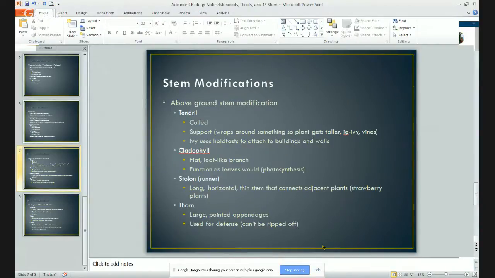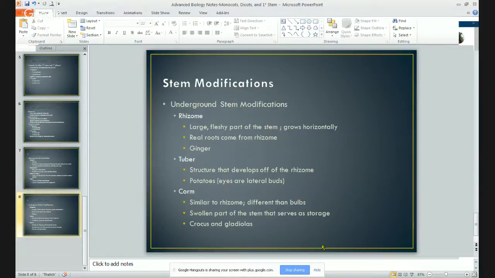Okay, moving on. We've got underground stem modifications next. The first one is what's called a rhizome, and I've drawn a nice little picture there for you with a plant flower. It's my rendition of a flower. Should have been an art teacher, I know. So the rhizome, you might think of these as roots, but they're not because they're part of the stem.